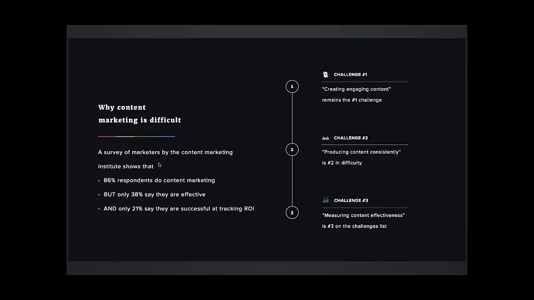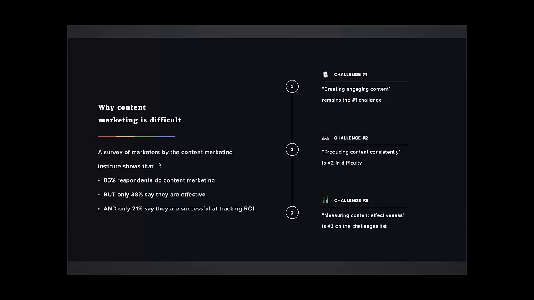Producing content consistently is the number 2 challenge. 70% of B2B marketers are doing more content this year compared to the previous year, because they want to do it at periodic and regular intervals. They are producing more content, but more content does not necessarily mean good content, or engaging content.